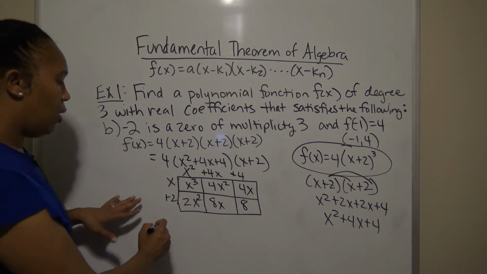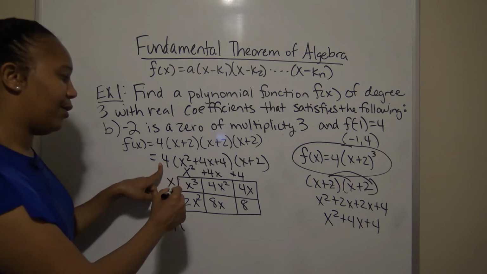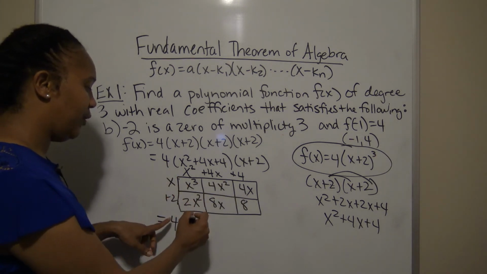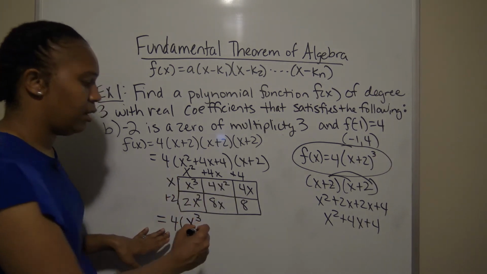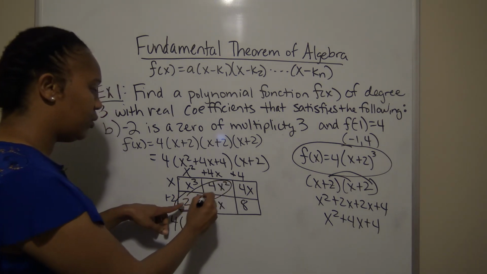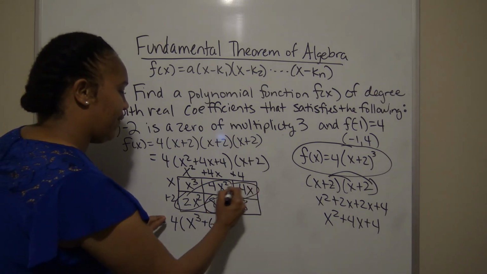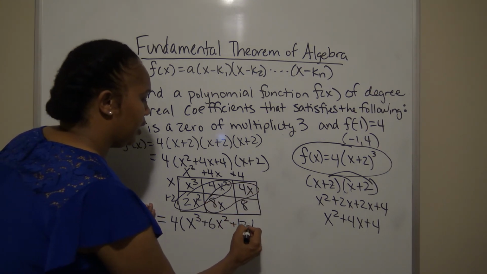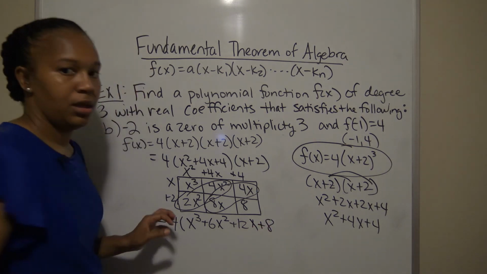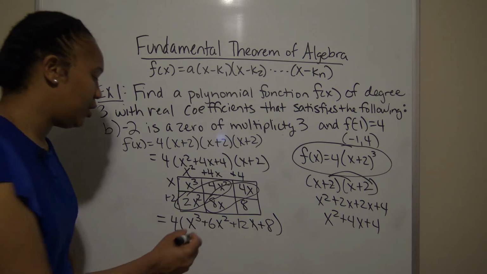And so what I'll end up getting is 4 times, I still have my 4 in front. And so now I'm going to write what's left in the box, x to the third. And then your like terms are usually in a diagonal. So 2x squared and 4x squared is 6x squared. 8x and 4x is 12x. And then you have 8. And you would need to now distribute the 4 to all of those.